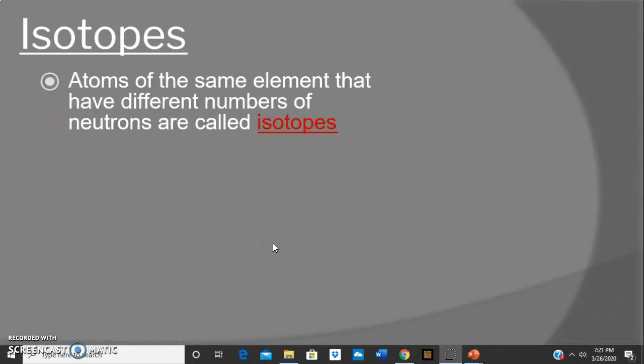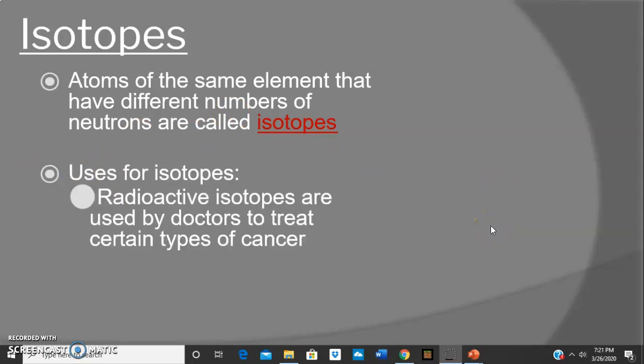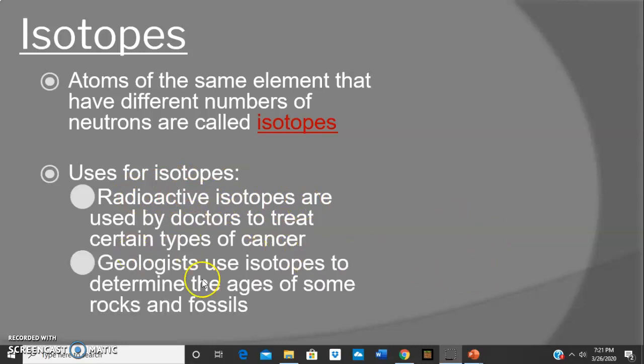Right, isotopes. Atoms of the same element that have different numbers of neutrons are called isotopes. We're not going to talk too much about isotopes this year, but they do have some cool and unique uses. For example, some radioactive isotopes are used by doctors to treat certain types of cancer, and geologists use isotopes to determine the ages of some rocks and fossils.